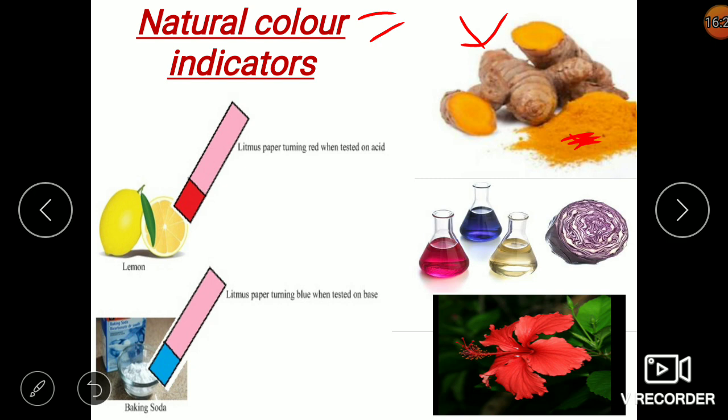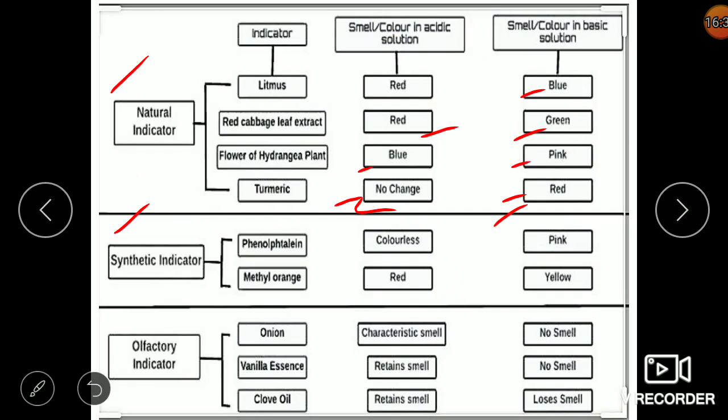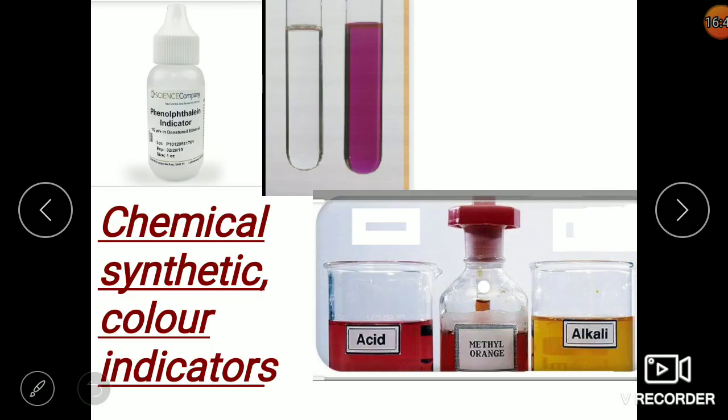Okay, what about litmus? Lemon is acid, so litmus will show red color. Baking soda is a base, so red litmus will become blue. Now China rose, some colored flower petals also change the color. So what about China rose? They will show blue color in acidic medium and pink color in basic medium.